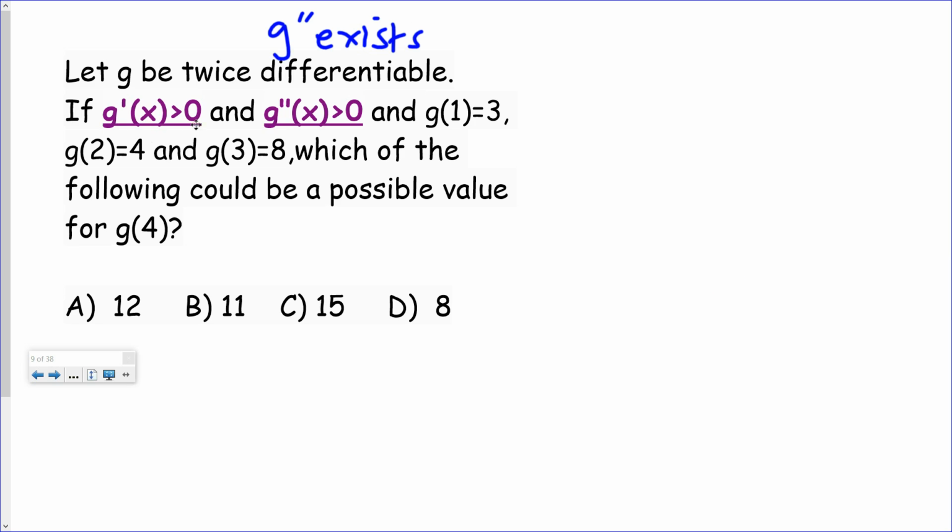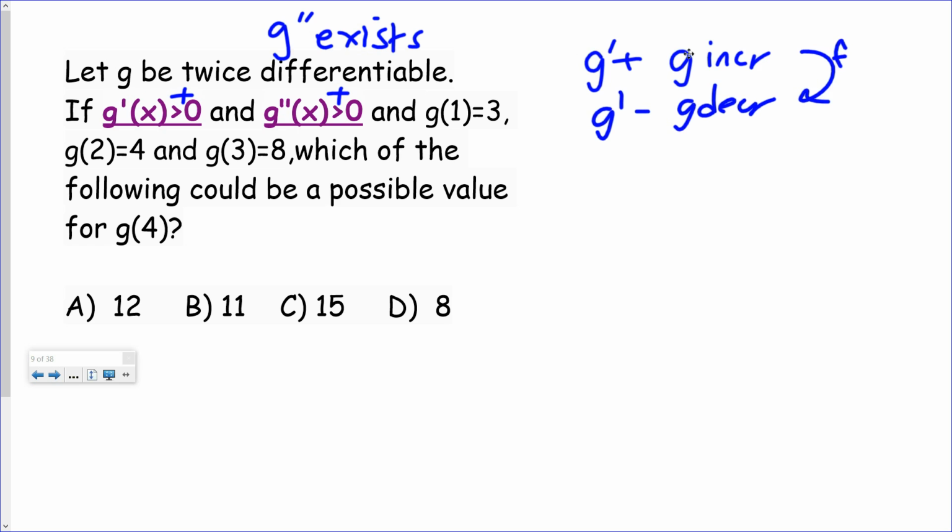So it says G prime is greater than 0, guys, that means G prime is positive, and G double prime is greater than 0. That means G double prime is positive. And guys, I've told you this before, but you need to understand that this needs to be memorized on the back of your hand. When G prime is positive, G is increasing. When G prime is negative, G is decreasing.